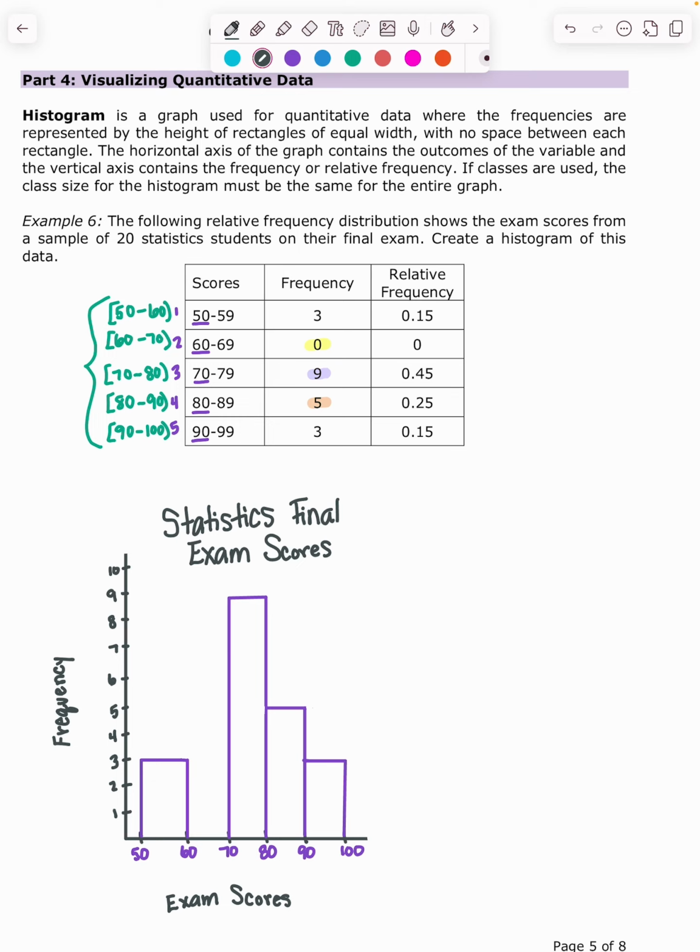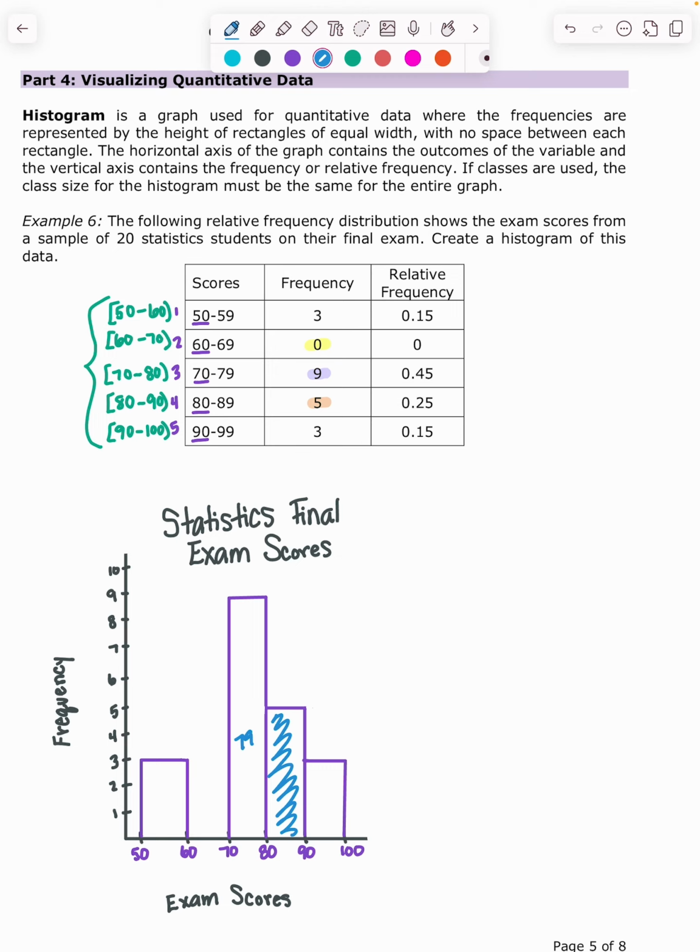There we go. The biggest thing to remember with this histogram is the bars of the histogram. It's 50 up to but not including 60. 70 up to but not including 80. If a student got an 80, they're in this column. Anyone who got an 80 is in this column. Anyone who got a 79, they're in this column. So it's a big thing to remember.